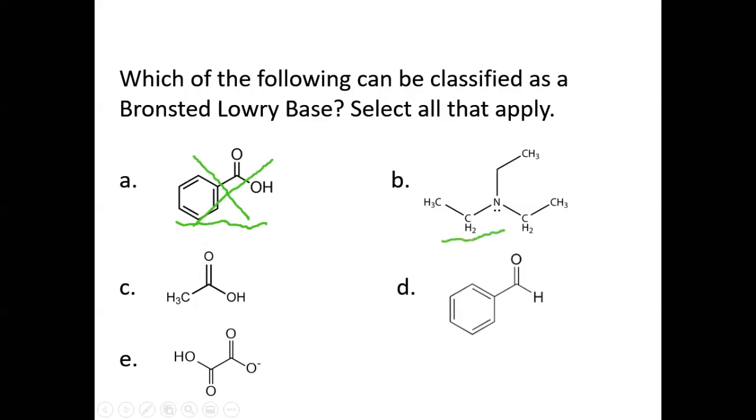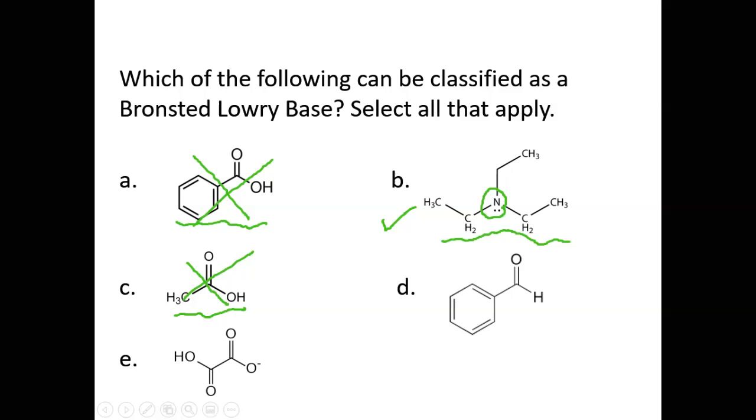If we go to B, is there somewhere where it can accept a proton? The answer is yes. The nitrogen has a lone pair. It can accept a proton. So that's a Bronsted-Lowry base, yes. Next we have acetic acid. Can it accept a proton? The answer is no.